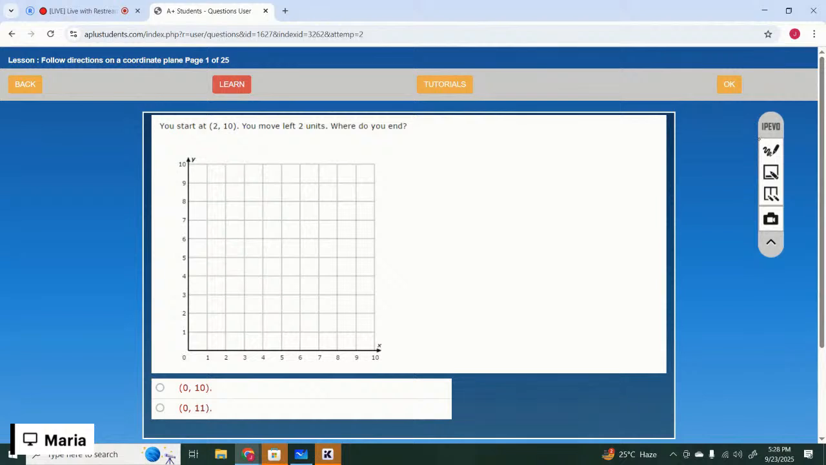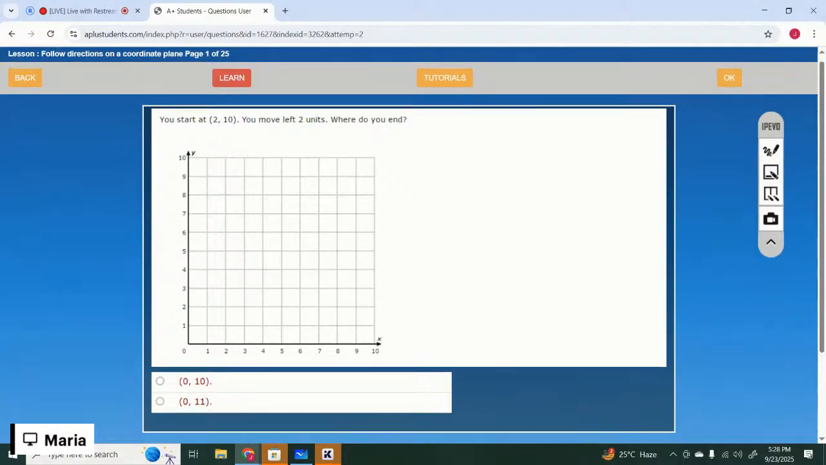Where do you end? You move left 2 units. X is 2, Y is 10, then you move left 2 units. You have to go back. So that ends up on (8, 10). Option number 1 is the correct option.